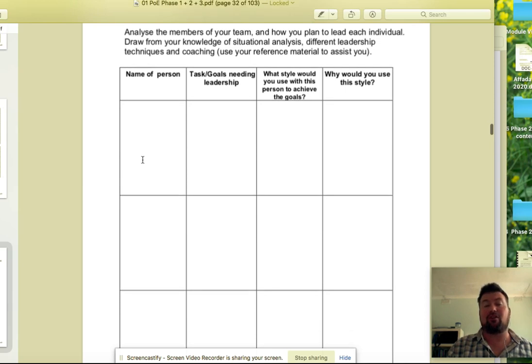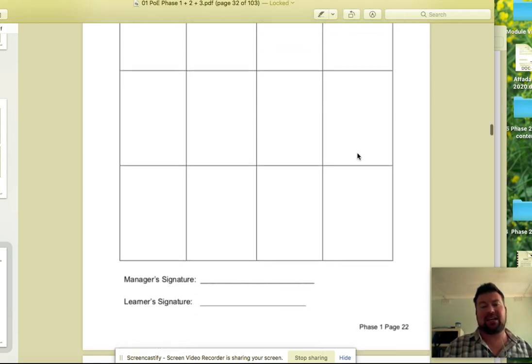All right, then you're going to look at your team. I want you to think of 3 members of your team or people that you work with. Tell me about the tasks or goals that they need to do that helps you to get to the end result that you need. Then tell me, what style do you mainly use with them? Is it an autocratic style, a results-driven style, a democratic style, a laissez-faire style? And then tell me why you would use that style with that specific person. Okay, so that is an analysis.